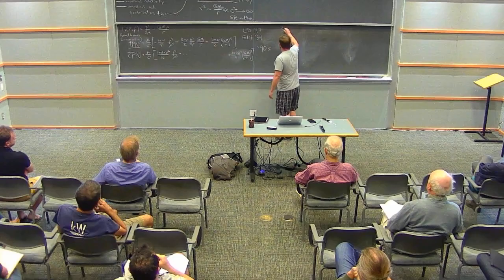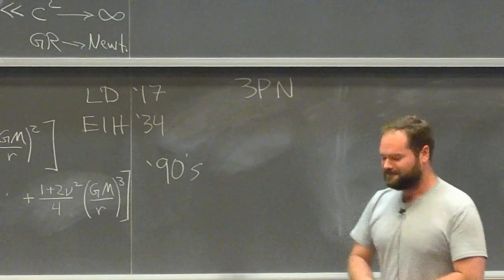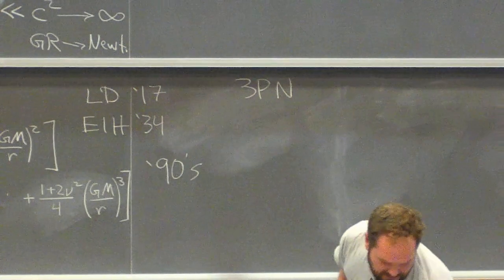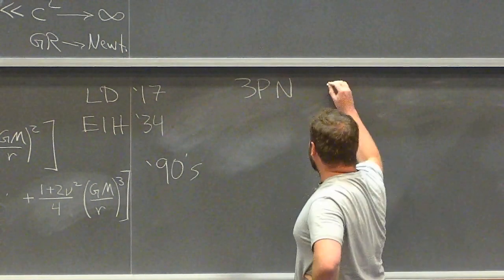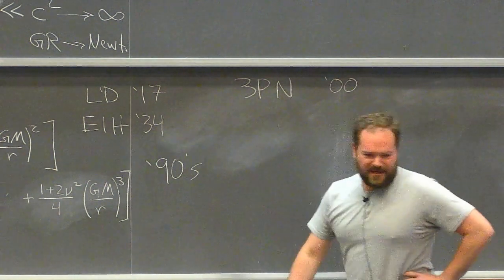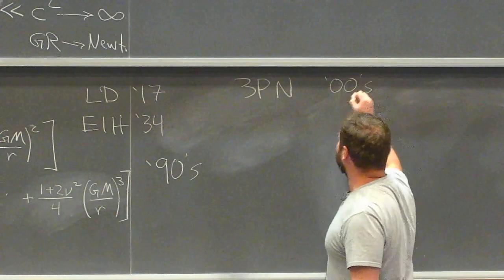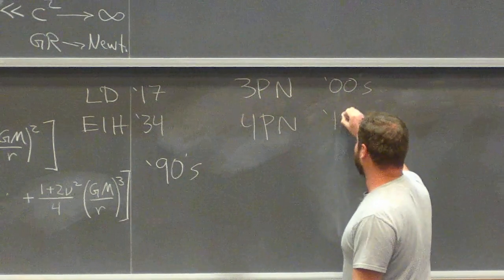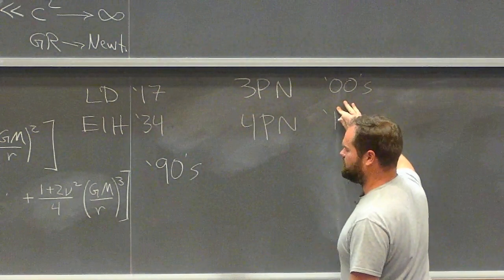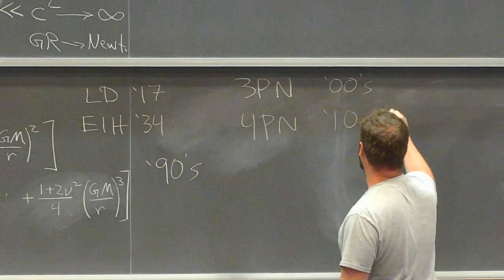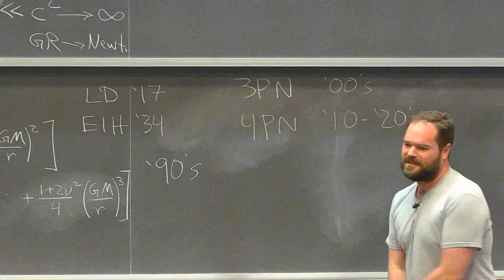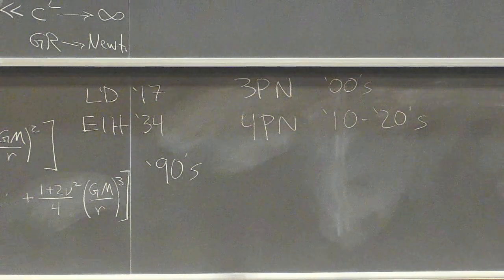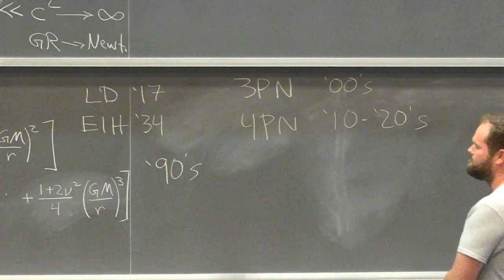Continuing, I'm skipping lots of details and simplifying lots of things, and how much time have I already used? Okay. 3PN was settled basically in the next decade. 4PN, let's say, is still not actually done in completeness.